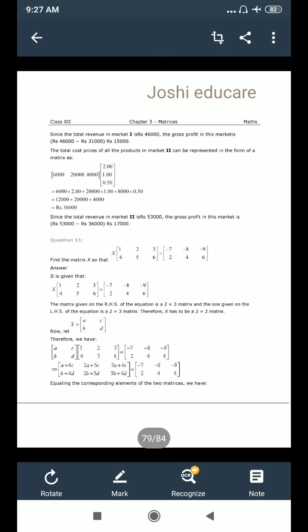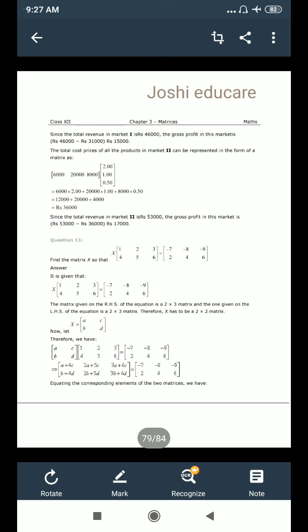Question number 11 is given. Find the matrix X so that this is equal to this. In these questions, how to solve it? Actually, first of all, you have to let a matrix X. For that, you have to decide the order of matrix X first of all.